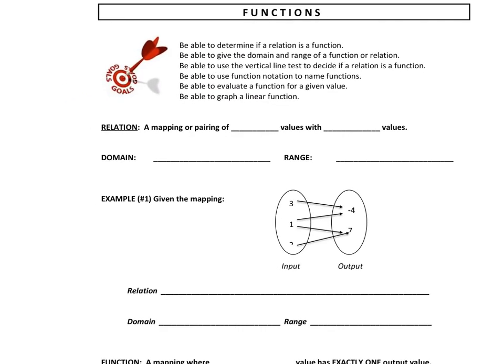So a relation is a mapping or pairing of domain values with range values. Okay, the domain is the input, which is x. So think like when you're plugging numbers in an equation, usually you're plugging in the x value. The range is the output, which is the y value. So x values and y values.